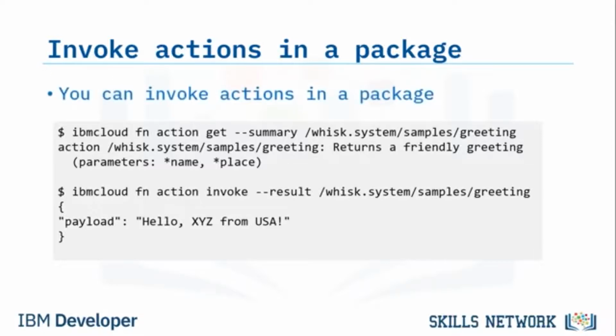You can invoke actions in a package just as with other actions. The next few steps show how to invoke a greeting action in the whisk.system samples package with different parameters. Getting a description of the greeting action shows that it takes 2 parameters, name and place. If you invoke the action without parameters, a generic message using default values is displayed. Of course, you can pass parameters to create a custom greeting.